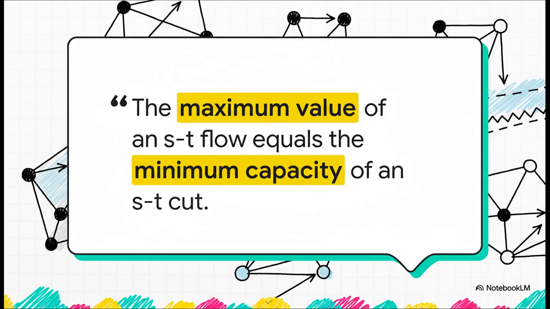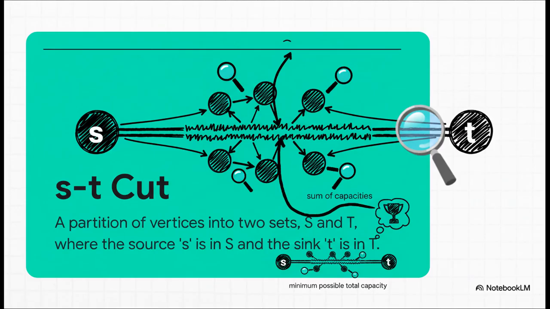It's profound. What it says is that the absolute maximum amount of stuff you can push through a network is exactly equal to the capacity of the narrowest bottleneck that separates the source from the sink. It's this perfect, stunning duality between two seemingly different ideas. So what on earth is a cut? Imagine taking a pair of scissors and cutting the graph in two. You draw a line that separates all the nodes into two groups, one group with the source, S, and another group with the sink, T.